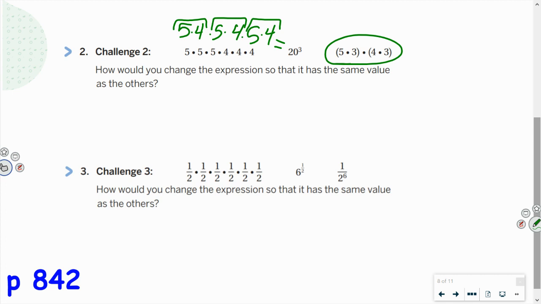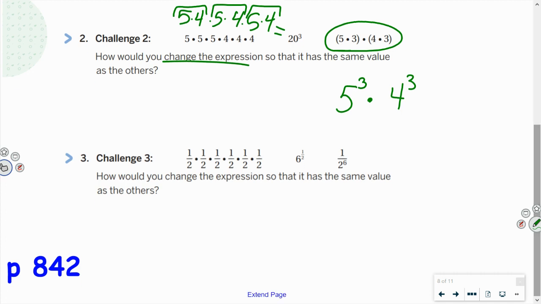So how could we then change that expression at the end? How about changing it to the product of a power? If we made those 3's exponents, then it would be equivalent to 5 times 5 times 5 times 4 times 4 times 4, or 20 times 20 times 20. Challenge 2 accepted. On to challenge 3.